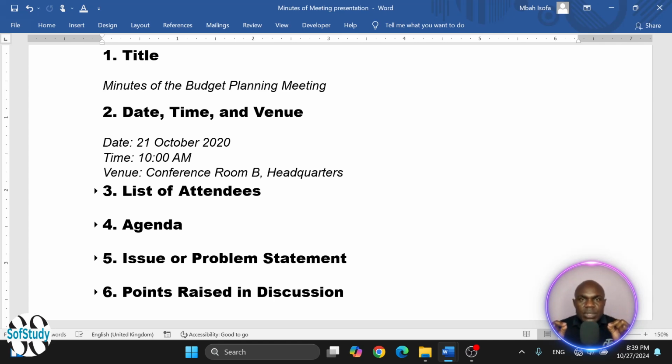The sixth point is points raised in discussion. We have to capture key points, arguments, or opinions that were expressed by participants during the discussion. I have a technique I use in catching key points. The technique is that there will be topics where the chair will give information, or the chair will call on somebody to do a presentation. Those types of points on the agenda do not come under points raised in discussion. We are not interested in that.